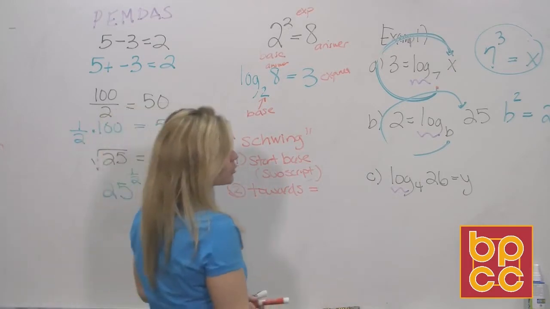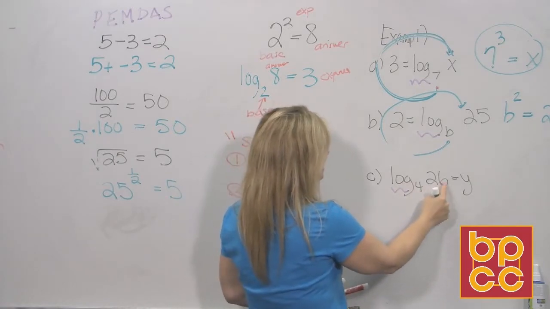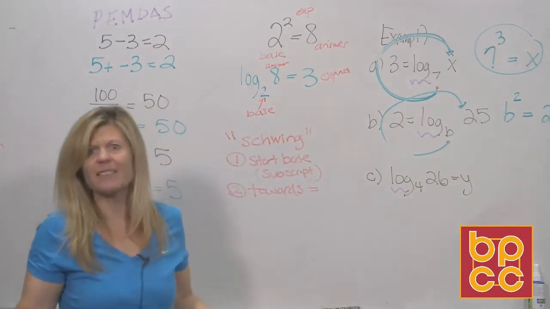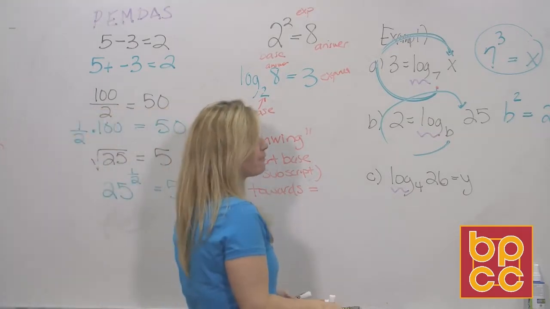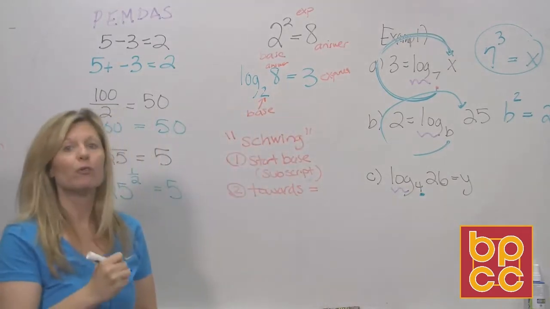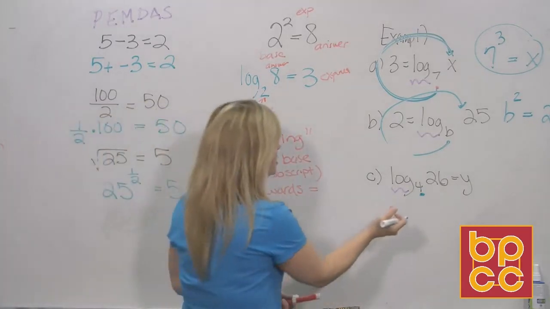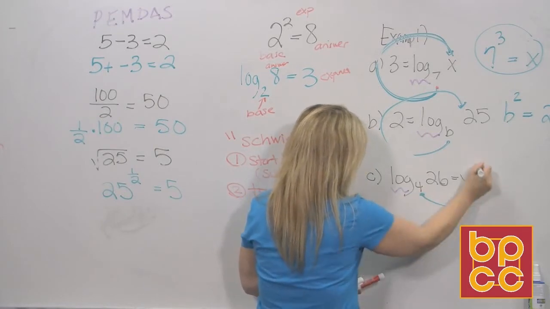All right, let's do the last one. I have log base 4 of 26 equals y. I don't understand that. So I'm going to convert it to something I understand. I put my finger on the base, which is 4, the subscript. I move towards the equals. This time, to move towards the equals, I'm going to go to the right. So this is what the swing is going to look like.